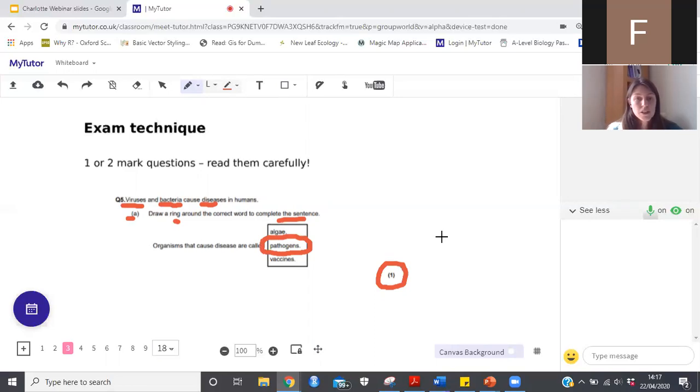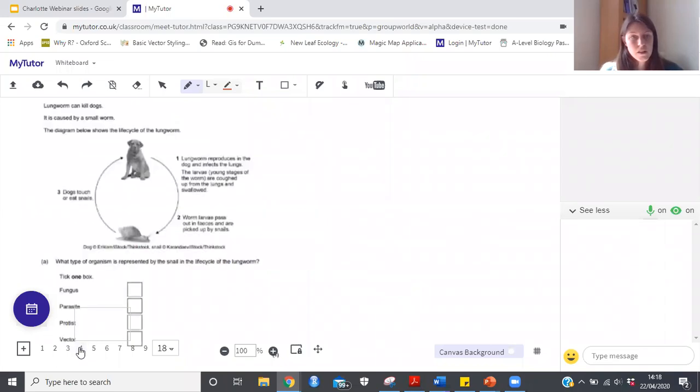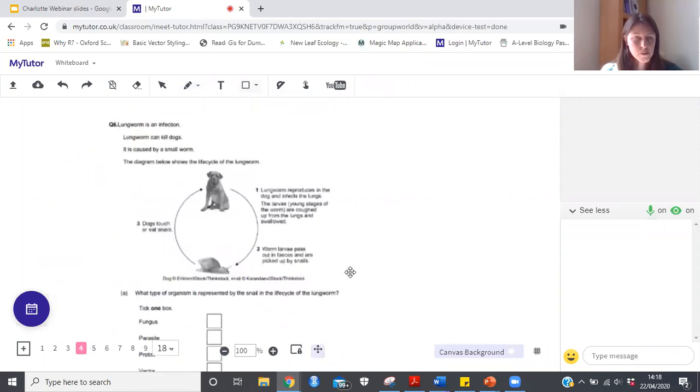So 1 or 2 mark questions are very simple, but it's important to read them properly. It is a shame to waste those marks if it's something that you need the answer to and that you just read wrong or answered slightly wrong. So let's look at another one. It's a bit of a larger example.